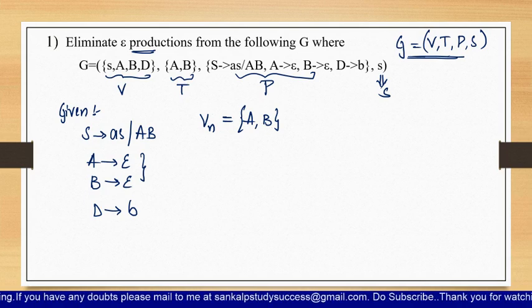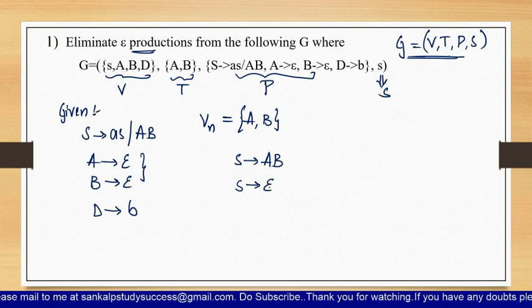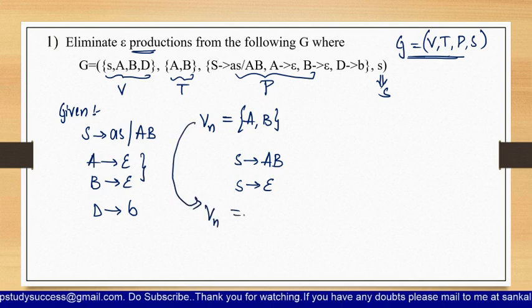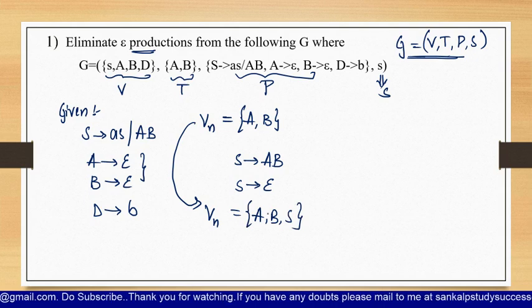Now let us consider S tends to AB. What can we substitute in the place of A or in the place of B? Nothing but epsilon only, because A is epsilon, B is also epsilon. So you will get S tends to epsilon. That means if you substitute A and B values in the S production, then you are getting S tends to epsilon. Then this is modified as Vn is equals to A, B and S. That means nullable variables are A, B and S.